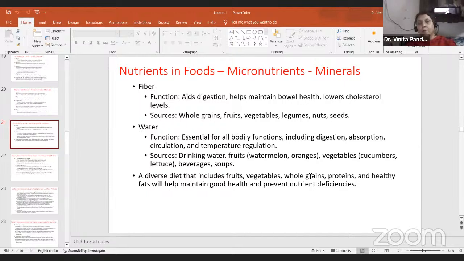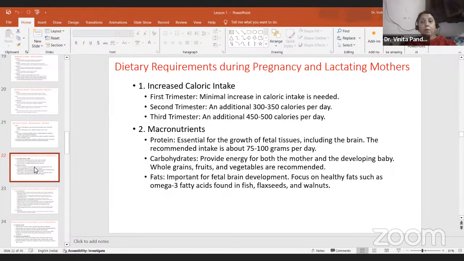Water, people say Jal hi Jeevan hai, no? You might have heard this one-liner. Water is life, and water is one of the most important things for the functioning of your body. Apart from drinking water, there are fruits like watermelon, oranges, cucumber; cucumber has more water content, watermelon has more water content. So overall, just to communicate that a diverse diet, having all these components, is very, very important.